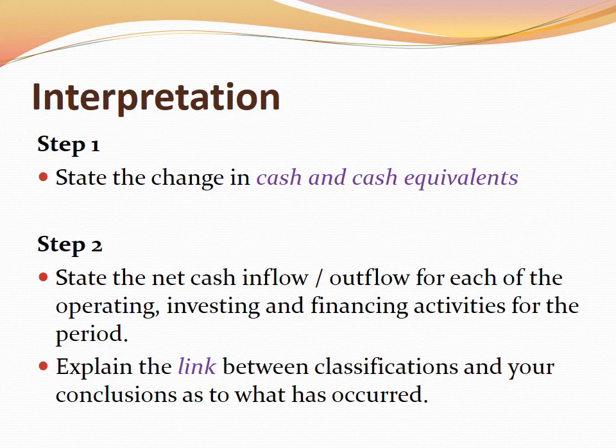Now that you have done your activity, this is how we should interpret our statement. Firstly, you need to state the change in cash and cash equivalent in sentences. So what you can do is say how your cash and cash equivalent from the start has increased or decreased compared to the cash and cash equivalent at the end of the period. Step 2, you need to state what happens in each activity. The main point of this step is to explain the link between why certain cash inflows or outflows have increased or decreased in each activity.